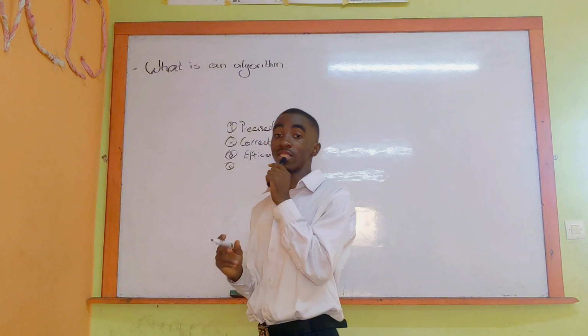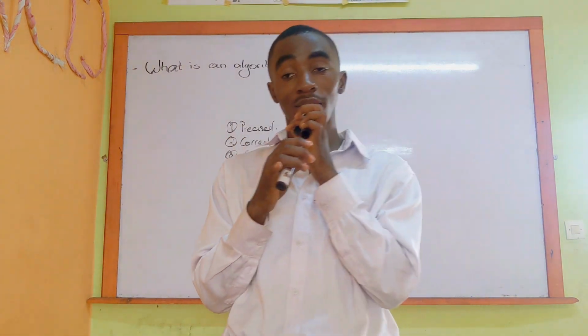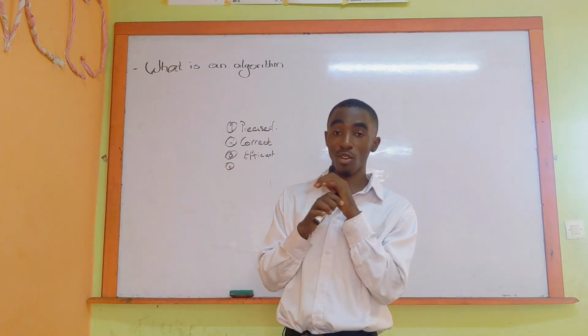Number 4, it should be general. An algorithm is supposed to be general. Taking that same example, let us say you want to boil 5 liters of water.